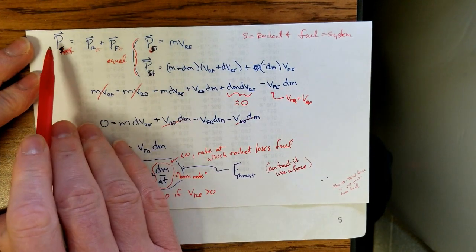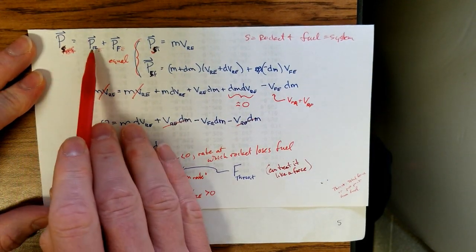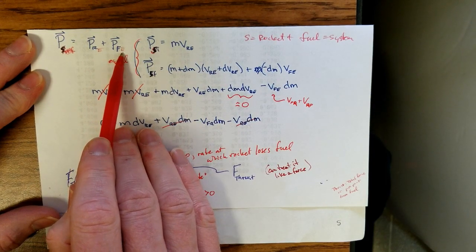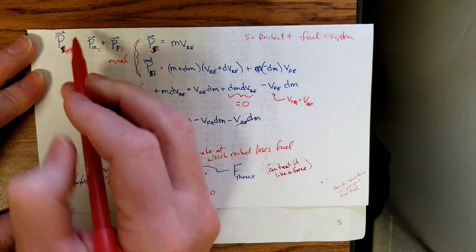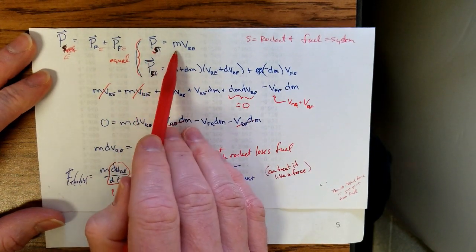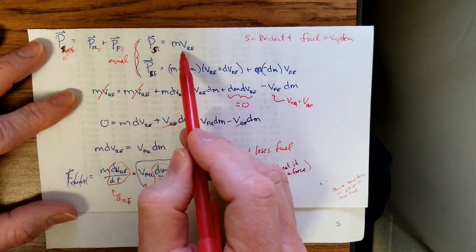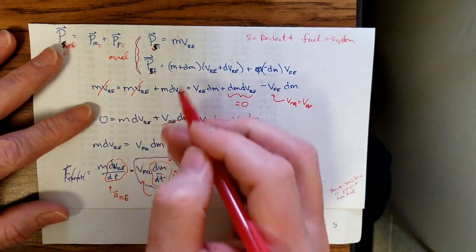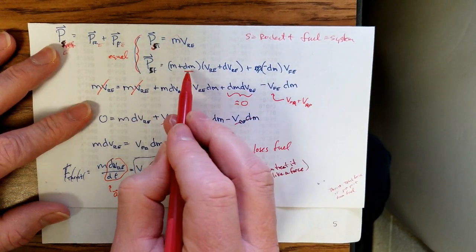I want to take a look at the momentum of the system, which is the momentum of the rocket with respect to the environment plus the momentum of the fuel with respect to the environment. So this would be the momentum of the system with respect to the environment. So the initial momentum is just I have rocket and fuel going at a certain velocity. Then the rocket expels fuel, so there's a change in mass here. Again, this is going to be a negative number.